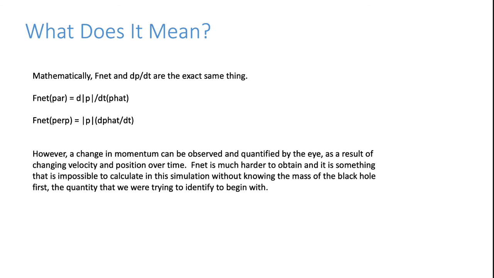So what does it mean? Mathematically, F net and dp/dt are exactly the same thing. As it was defined earlier, F net parallel is d absolute value of p/dt times p hat, and F net perpendicular is absolute value of p times dp hat/dt. However, there is a difference in calculating these two quantities. A change in momentum can be observed and quantified by the eye as a result of changing velocity and position over time. F net, however, is much harder to obtain and is something that is impossible to calculate in this simulation without knowing the mass of the black hole first, which was the quantity that we were trying to identify to begin with.